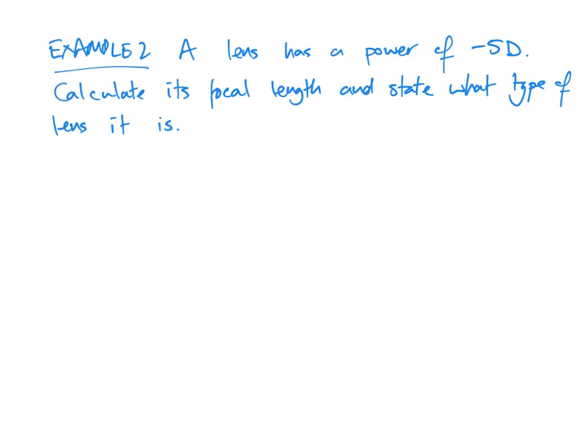Example 2 then: a lens has a power of minus 5 diopters. Calculate the focal length and state what type of lens it is. Okay, so in this example we know that the power is 5 diopters. When I'm doing the calculation, I don't put the minus sign in. Once we've got an answer, we'll consider what the minus sign means. So the power in this example is 5 diopters. The focal length is what we're being asked. Is it minus 5 then? It's minus 5, but I say we don't put the minus in the calculation.